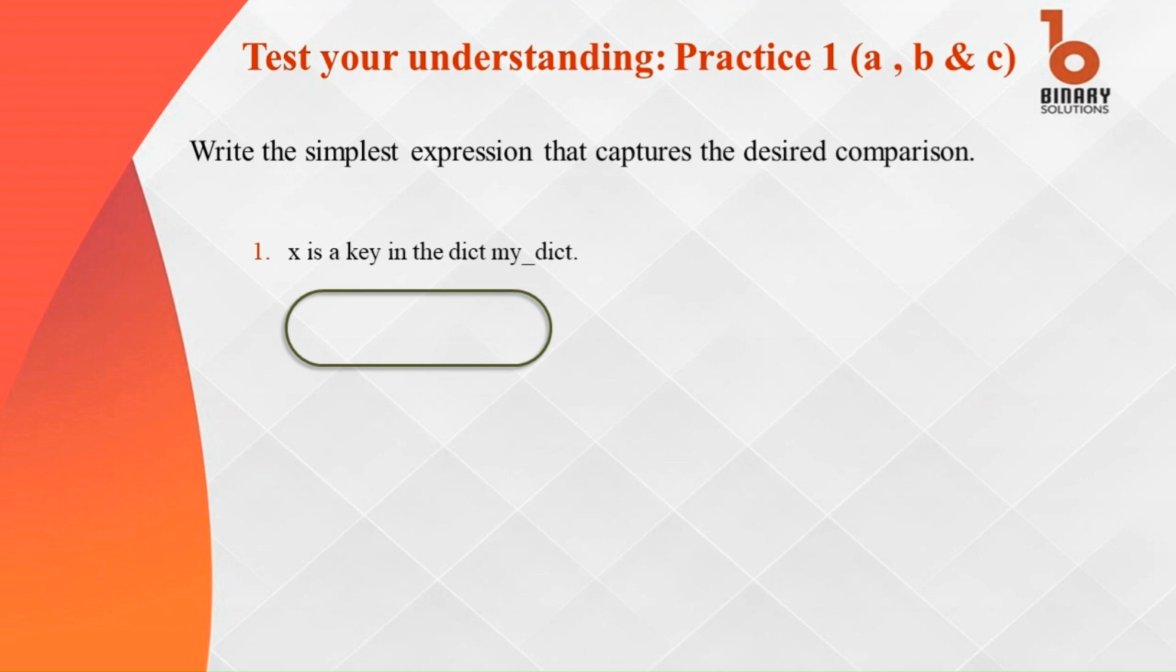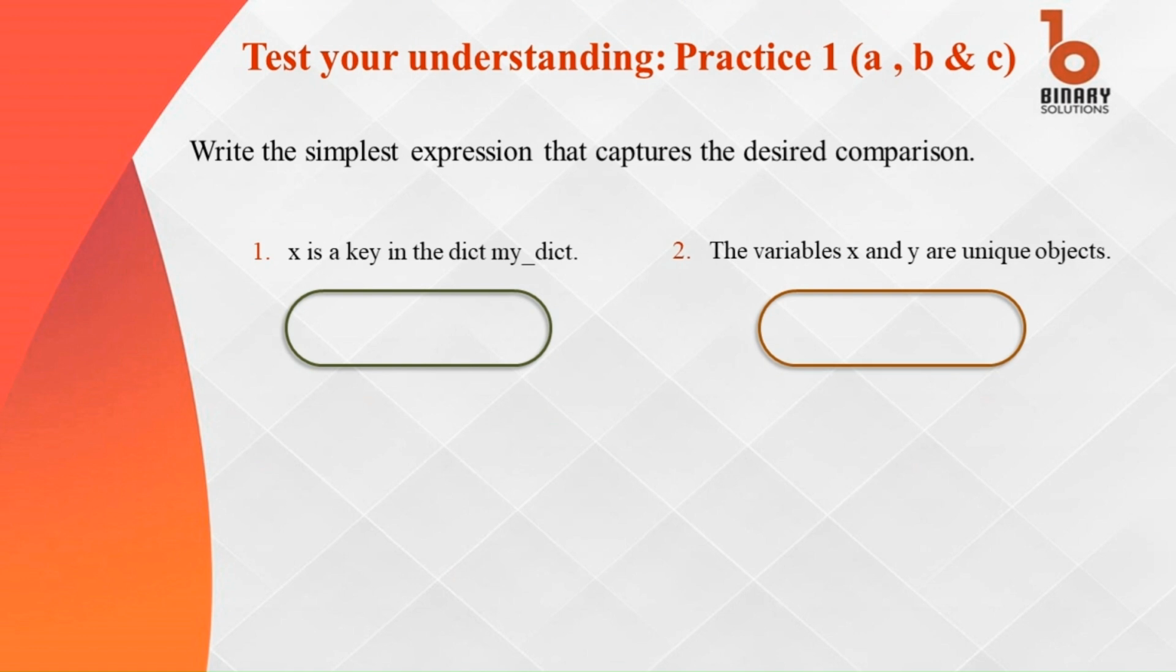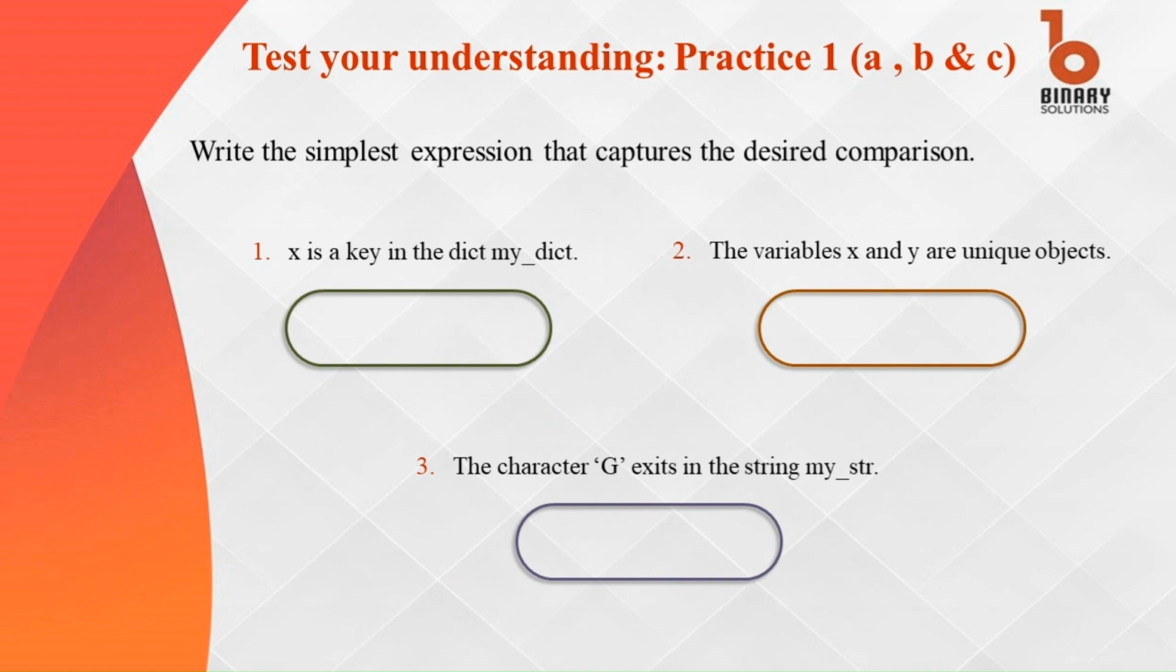Think you've got it? Here's your next challenge. How would you express that the variables X and Y are distinct objects in Python? Think carefully before you answer. Here's your third challenge. How would you check if the character G exists in the string myStr? Take a moment and let's see if you can figure this one out. Check your answer and determine how well it aligns with the concepts you've studied. Share in the comments if it's correct and how certain you are about your understanding.